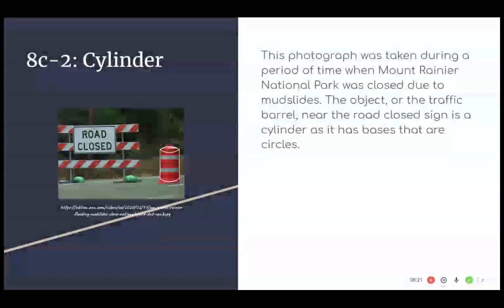The photograph was taken during a period of time when Mount Rainier National Park was closed due to mudslides. The object, or the traffic barrel, near the road closed sign is a cylinder as it has bases that are circles.